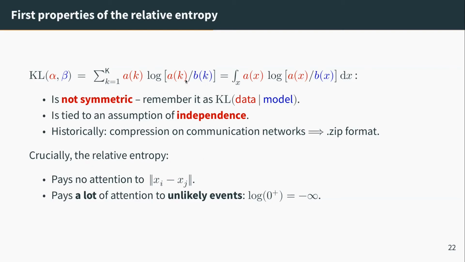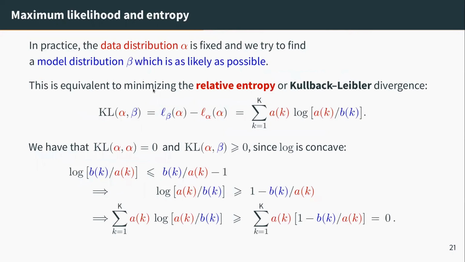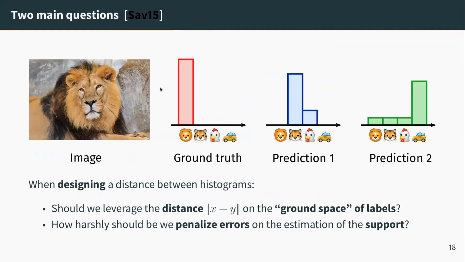So what happens is that, for instance, if an exceptional event appears because AK is non-zero, and if BK is equal to 0, then in the logarithm you have log of something positive divided by 0. So you get log of plus infinity, that's plus infinity. You get a massive penalty. Okay? So in this context, basically the relative entropy believes that prediction 2 is much better than prediction 1. That's the picture that you should have in mind.